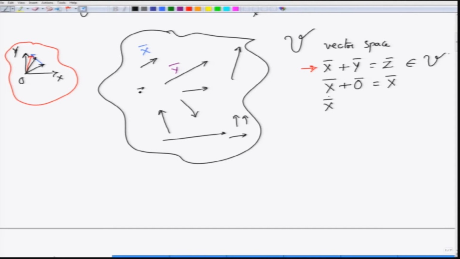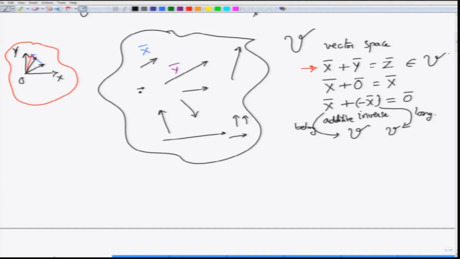For every x that you consider in this vector space, you should also be able to find minus x vector, which is called the inverse of the vector. This is called the additive inverse because it is getting added in this sense. So, this additive inverse vector must also exist such that their sum must be the null vector. So, x belongs to V, minus x which is the vector inverse must also belong to V itself, and this must be true for every vector. Then we say that this vector space is a linear vector space that is closed.